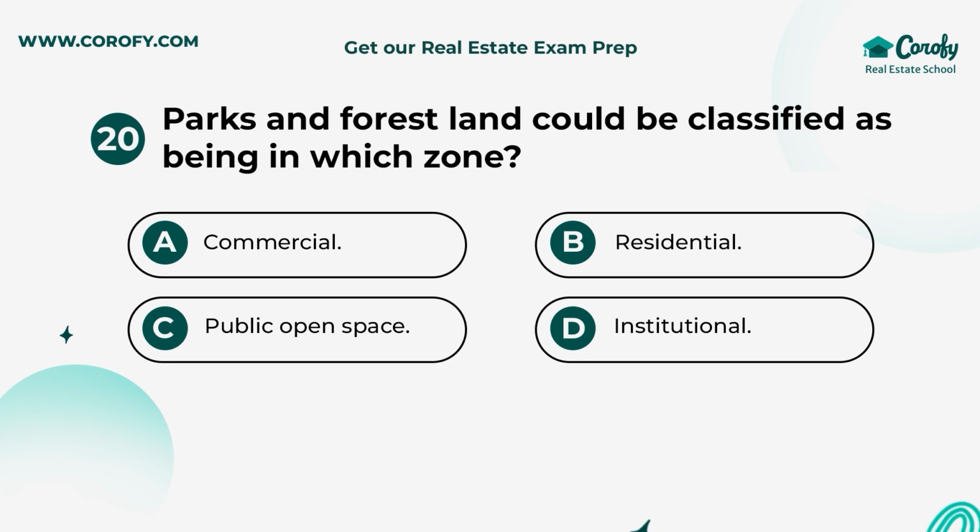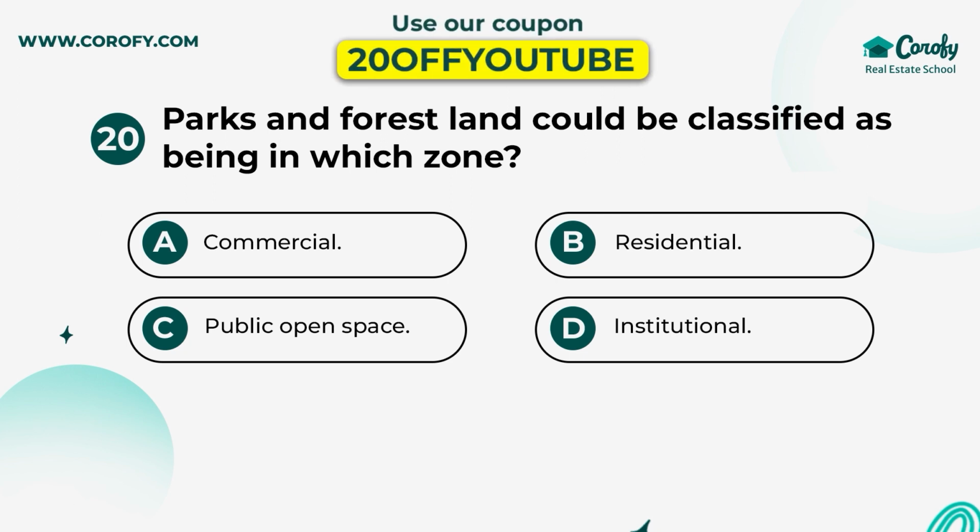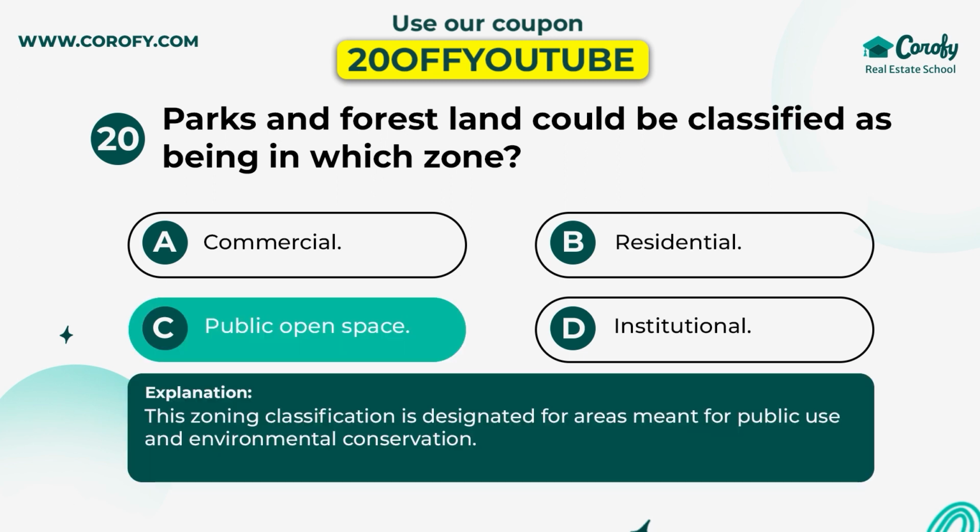Question 20. Parks and forest land could be classified as being in which zone? A, commercial, B, residential, C, public open space, D, institutional. The correct answer is C, public open space. This zoning classification is designated for areas meant for public use and environmental conservation.